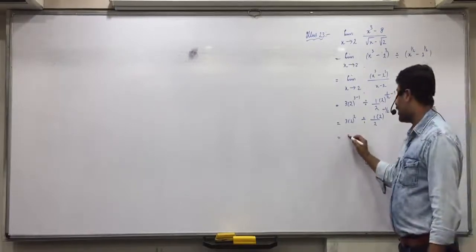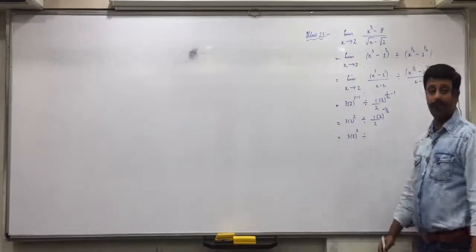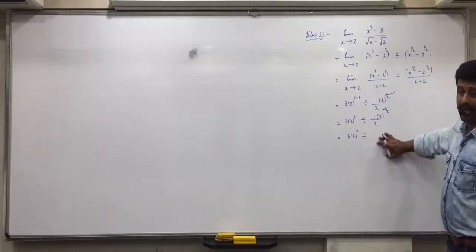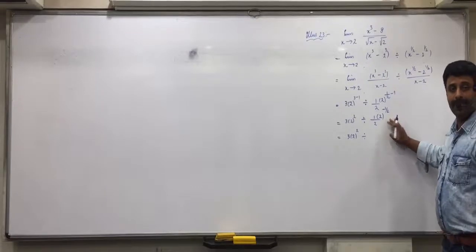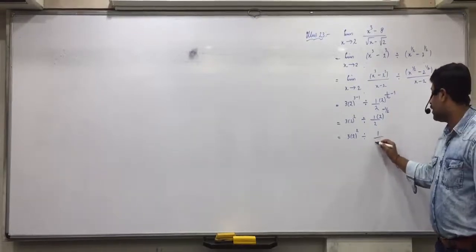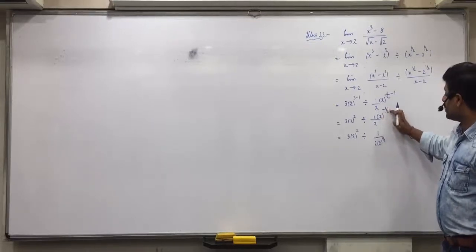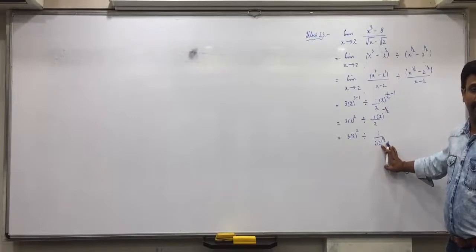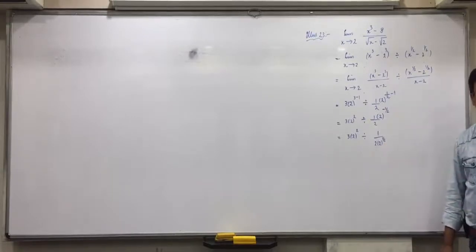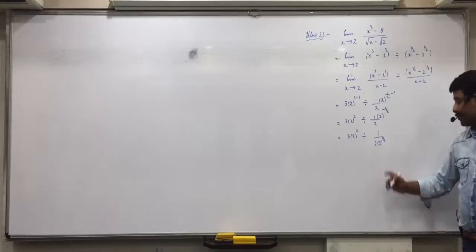If the power becomes negative, then change its position. If in the denominator the power becomes negative, bring it in the numerator. If in the numerator the power becomes negative, bring it in the denominator. Means it will become 2 into 2 raised to 1 by 2. This 2 raised to minus 1 by 2 will come in the denominator and the power will become positive. Raise your hand who did not understand this. All are clear with this?